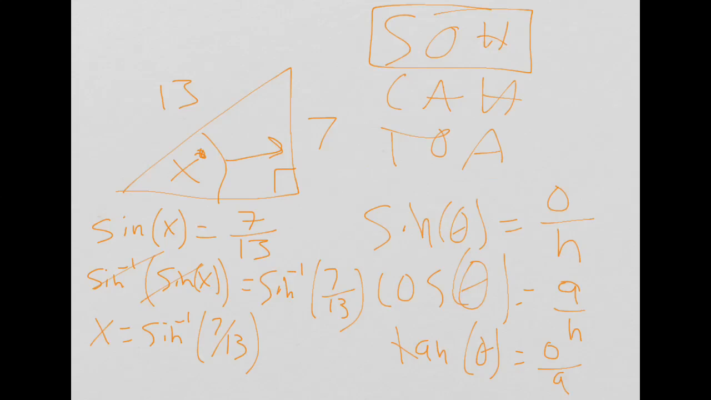Plug that into your calculator. Hit the second button first, and then hit your sine button. That gives you the inverse sine. Then type 7 divided by 13. Hit enter. Make sure first that you are in degree mode. Your calculator should tell you that the angle, when you round it to the nearest tenth, is 32.6 degrees.